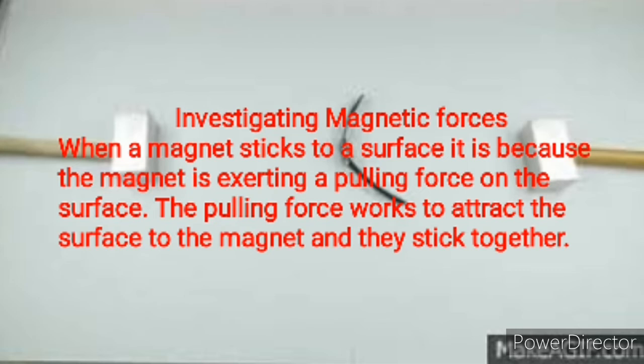Now when a magnet sticks to a surface, it is because the magnet is exerting a pulling force on the surface. The pulling force works to attract the surface to the magnet and they stick together. I told you before that the magnet has what? Energy. This energy is what we call the pulling force. If this energy meets another object that the magnet likes, maybe a metal like iron for example, it will draw the steel to itself with that force or energy that it has.